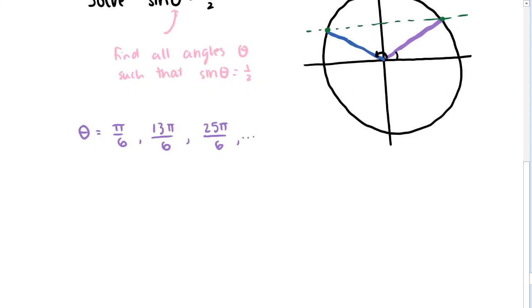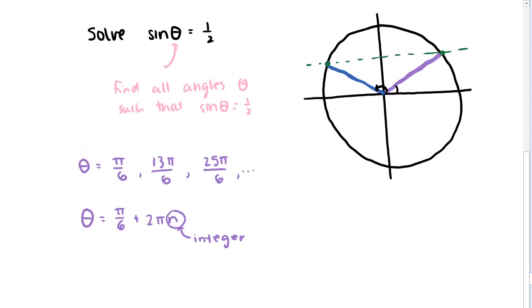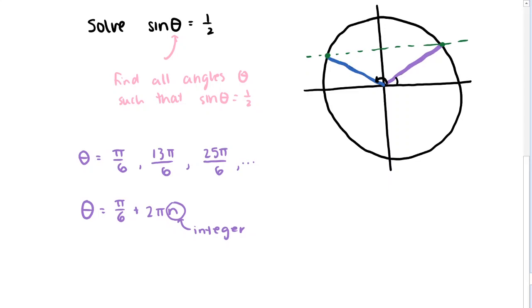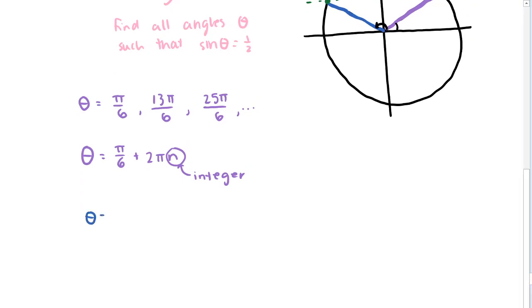And really, I could write this more concisely as pi over 6, one example of a solution, added on with multiples of 2 pi. So 2 pi times n, where here n is some integer. Right, so here is an infinite set of solutions to this equation, but that's not all of the solutions, right? We get another family of solutions corresponding to any angle that falls on that blue line. And so one such angle that does the job, that falls on that blue line, is 5 pi over 6.